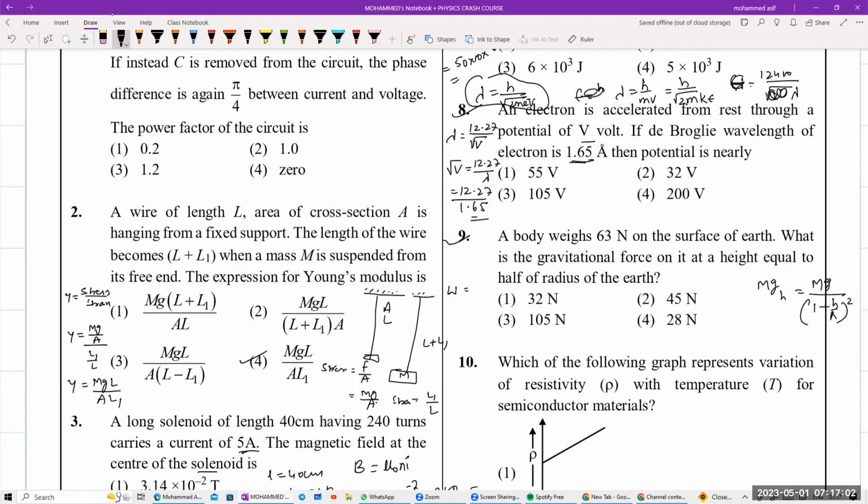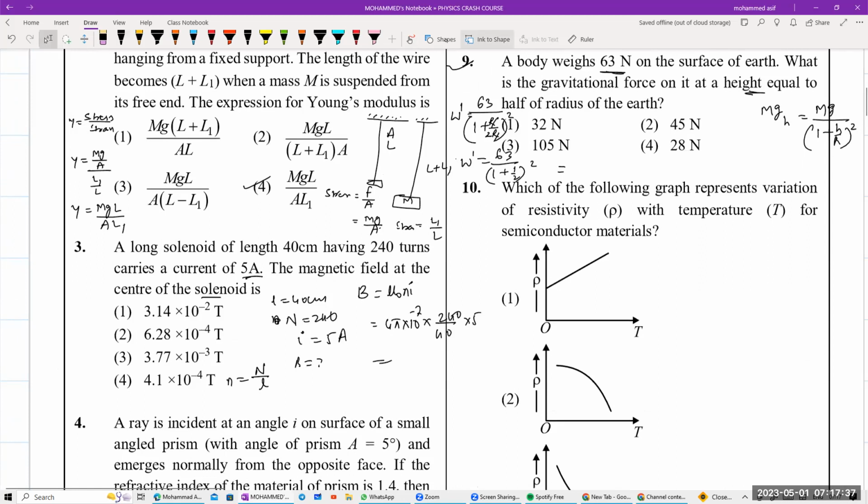So m into g_h will be equal to W, that will be equal to, at a certain height, I am writing it as W dash. And the body weighs 63 Newton on the surface of Earth. So mg is 63 divided by (1 plus h divided by R) whole square, at a height equal to half the radius, that is, h is equal to R by 2. Here R gets cancelled, so W dash is equal to 63 divided by (1 plus 1 by 2) whole square. Simplify, and that will give me the answer. 28 is coming, okay. 28 Newton.